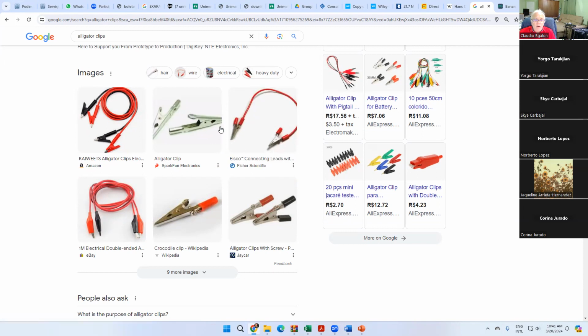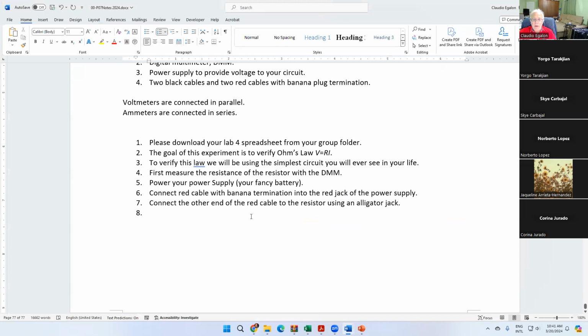And then they also sell those alligator clips so you can connect it to the banana termination of the cable. Okay? The banana termination goes exactly here, right in here. And that's the clip that you can open and clamp onto the end of your resistor. Connect the other end to the resistor using an alligator clip. Better.